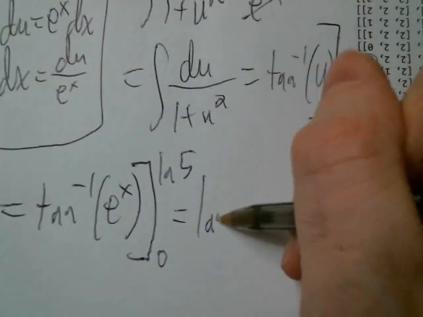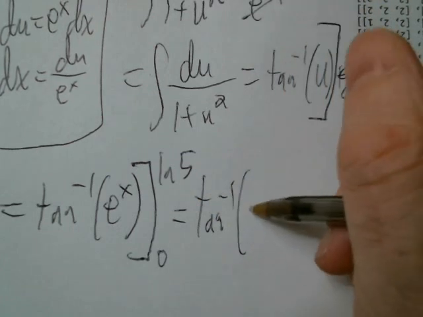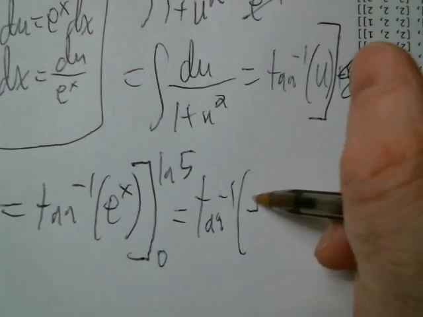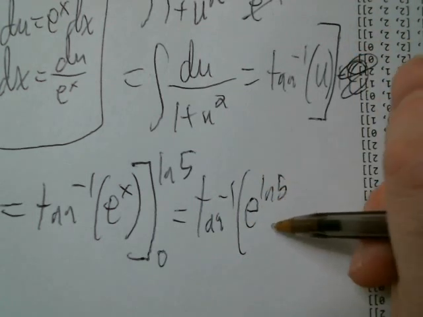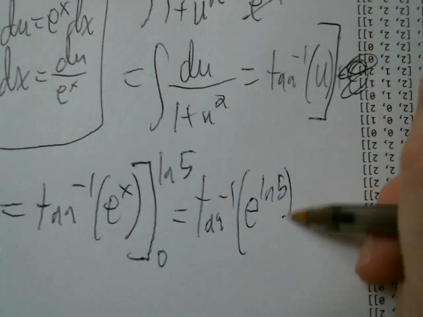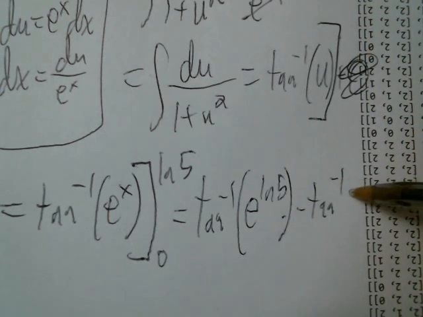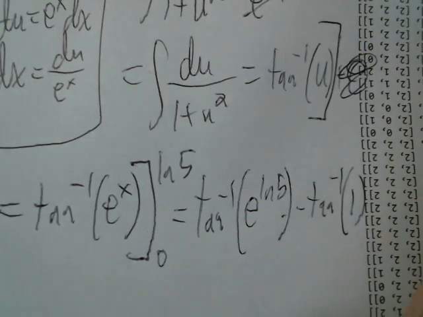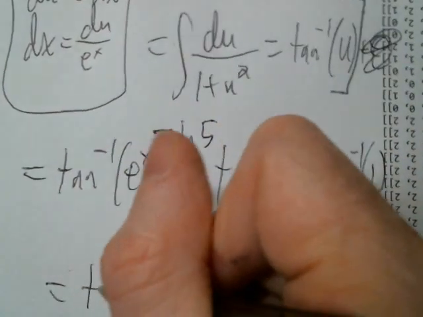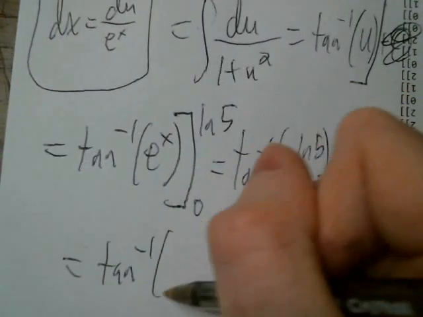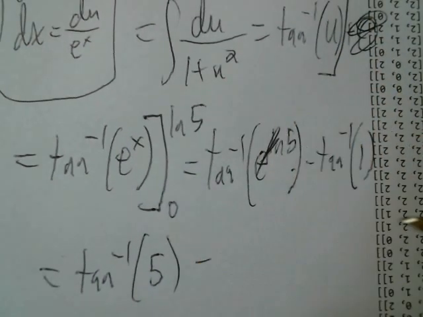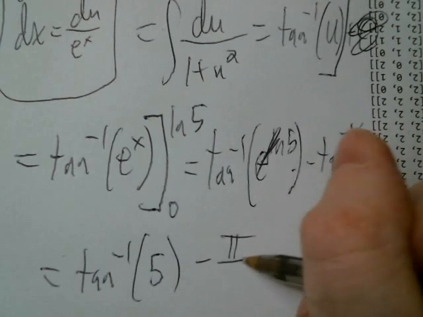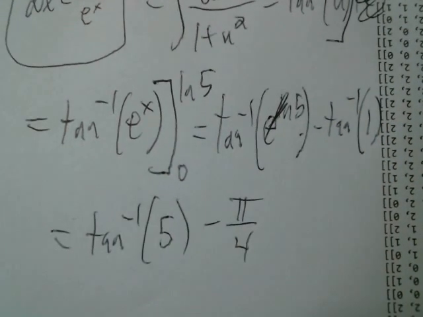So this will be tan inverse of e to the ln 5. E to the ln 5 is just going to be 5, right? Because e to the ln, those will cancel and you just get 5. Minus tan inverse of e to the 0, which is 1. So this will be tan inverse of 5, minus tan inverse of 1, which is just pi over 4. Okay? So tan inverse of 5 minus pi over 4 for your final answer.